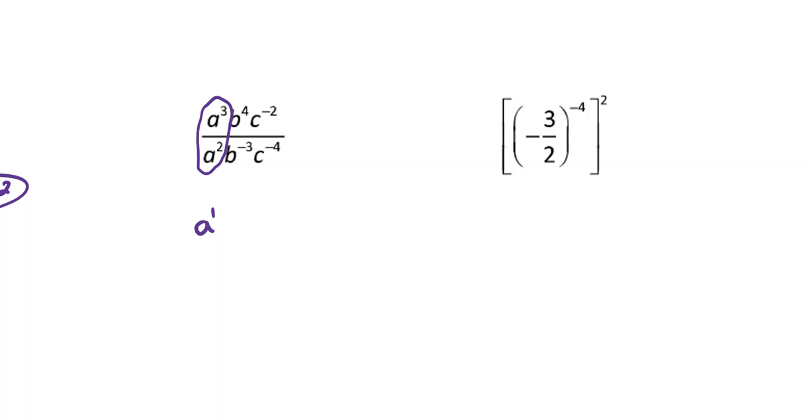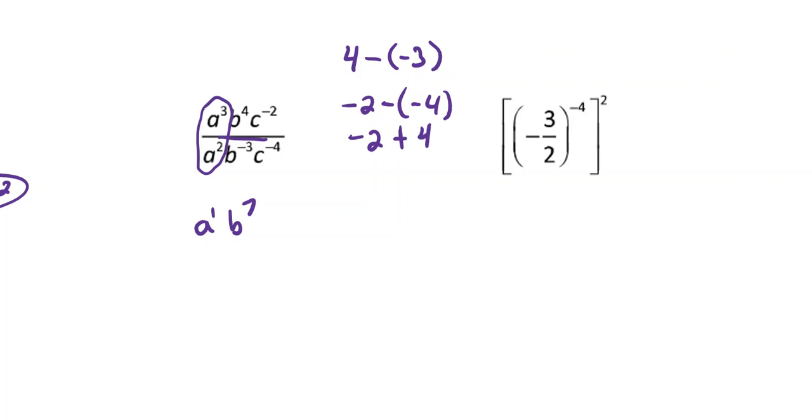B to the power of 4 divided by b to the power of negative 3. This one you should write out just until we get the hang of this. The division sign means we subtract, so 4 minus negative 3. So positive 7, right? Minus a negative means that we're at 7. So that's going to be b to the power of 7. And then we've got negative 2 minus negative 4. That would be the same thing as negative 2, minus a negative is like plus 4, so 2. So that'd be the same thing as c to the power of 2.